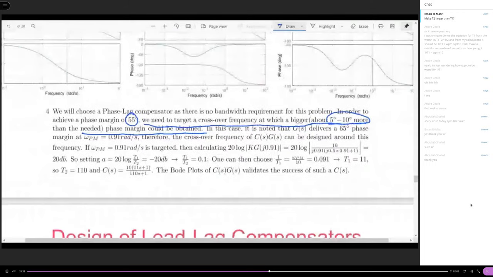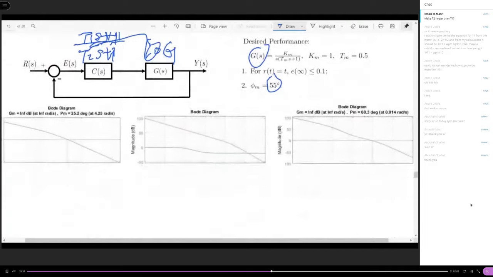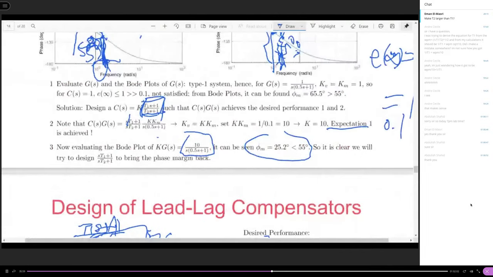So in other words, you want 55 degree. Let's say if we take the 10 degree allowance in, then we should target the 65 degree phase margin area. So the 65, remember the original system, how much is the original system?